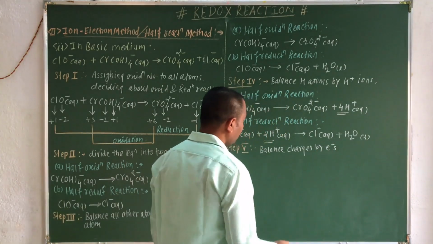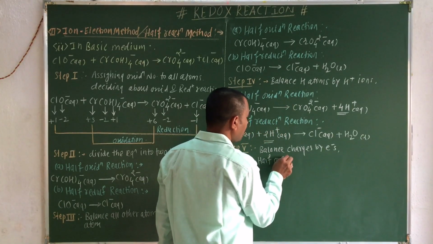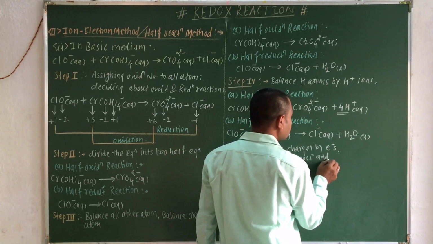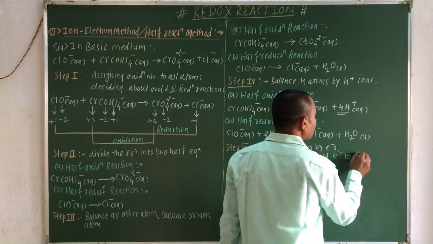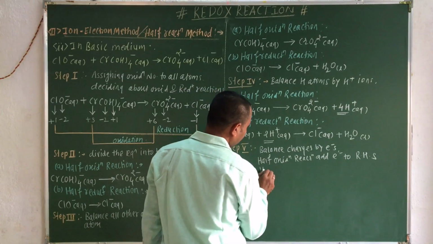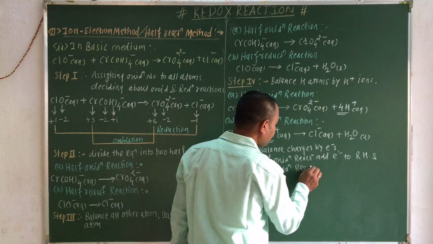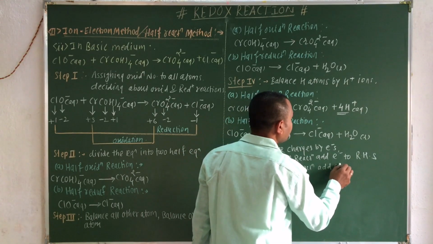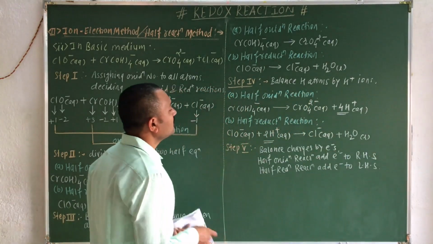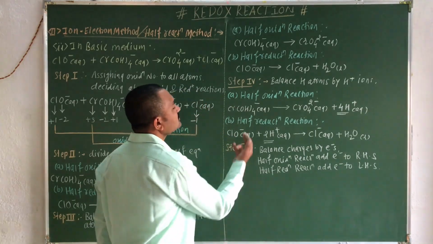Now how do we add the electrons? For your half oxidation reaction, add electrons to the right hand side, RHS. And for your half reduction reaction, add the electrons to the LHS, left hand side. So let us modify those equations by again taking the reference of the previous steps.